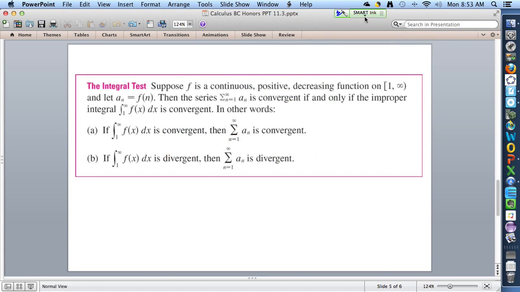But if we have a function that's continuous, positive, decreasing, then we can say if the integral converges, then the series converges. If the integral diverges, then the series diverges. And I'm actually going to give you a quick little summary of that. Okay.